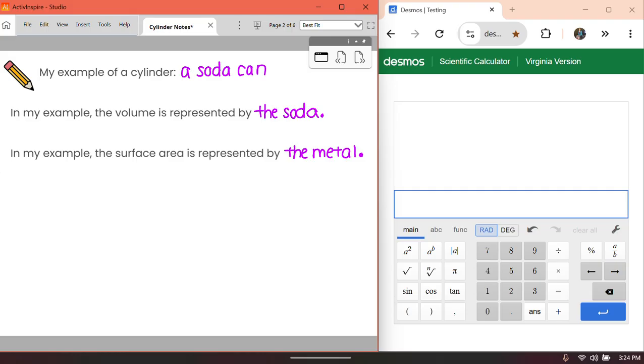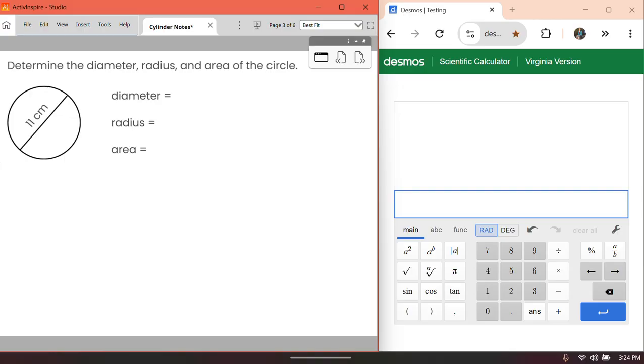So if you can think of a real life example that might help you with some of your problems as you go, and before we dive into actually using this formula, let's just remind ourselves how to look at a circle, first of all, because every cylinder has two circles, and if we don't know how to attack a circle, we can't attack a cylinder.